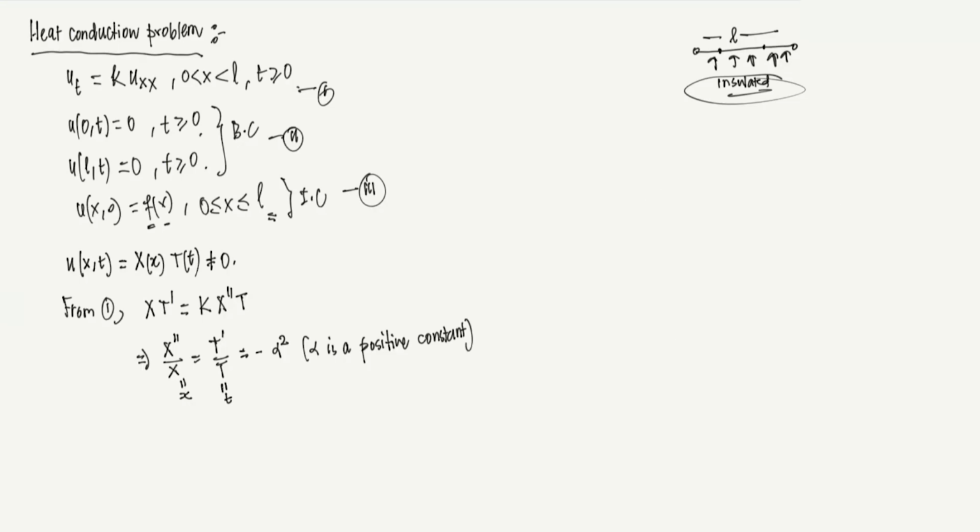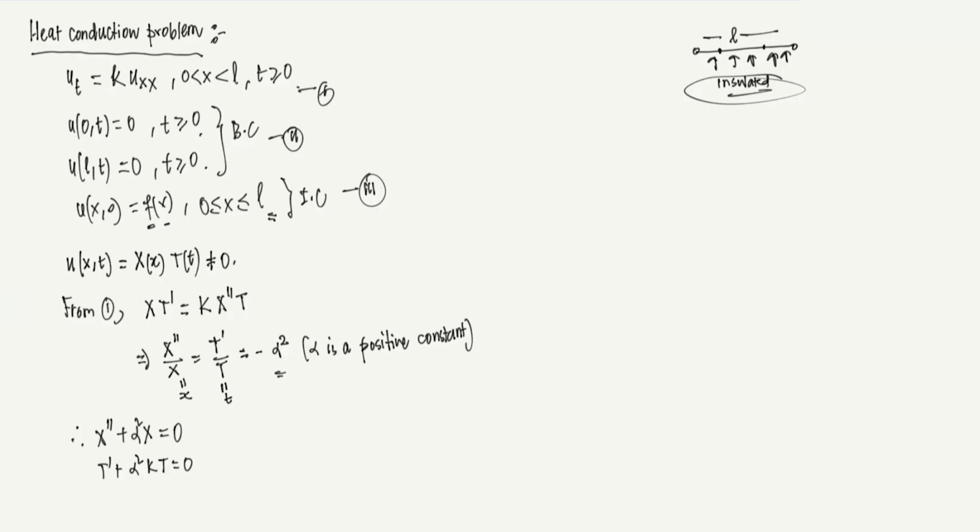Okay. So therefore, what are the two equations which we have? We have x double prime plus alpha square x equals 0. That part you need to check. By mistake, I have somehow deleted it, but you need to check why we are taking it to be negative. Why not positive? Just do it yourself and you'll see it becomes clear. And T prime plus alpha square kT equals 0.